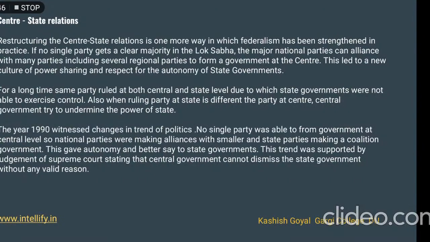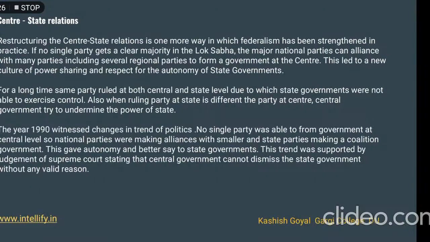But over the years, particularly in 1990, we saw a different trend, which was the rise of regional parties. In the 1990s there was not any political party getting a clear sweeping majority in the elections. So the parties were making alliances with different political parties, let's say regional or state parties, to form a government. So this era also witnessed the emergence of coalition governments. When any single party is not able to form a government, they join hands with other parties to form a government.